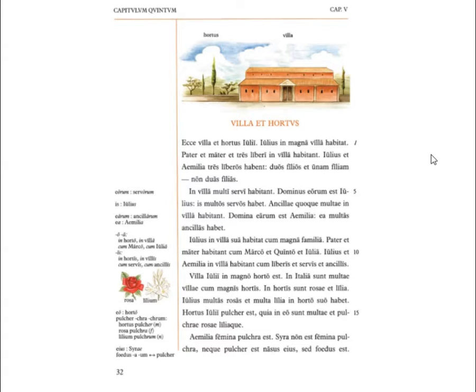So in this chapter, we get introduced to the way personal pronouns work in Latin. You can see here, in villa multi servi habitant. For those of you who are still unable to read along, which is perfectly fine, this basically says many servants live in the villa. Dominus eorum est Julius. We know what Dominus means: Lord or Master. Est means is. And Julius, we know all about Julius. But what does this eorum mean?